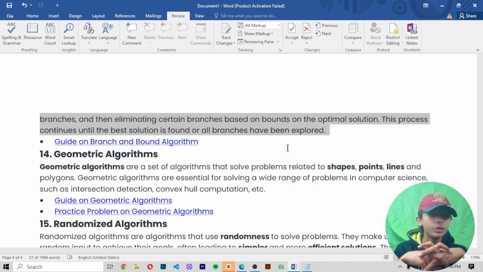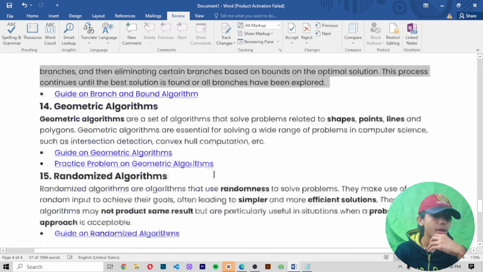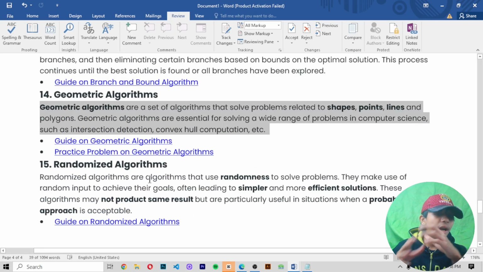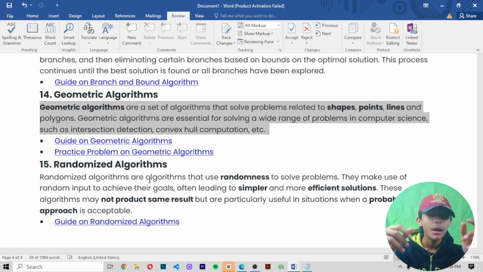Number 14, geometric algorithms. Geometric algorithms are a set of algorithms that solve problems related to shapes, points, lines, and polygons.